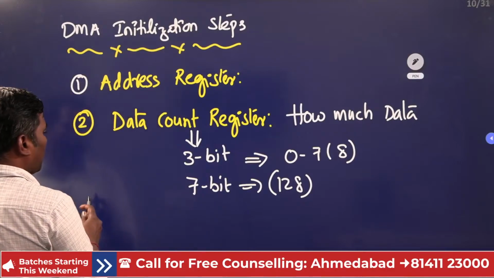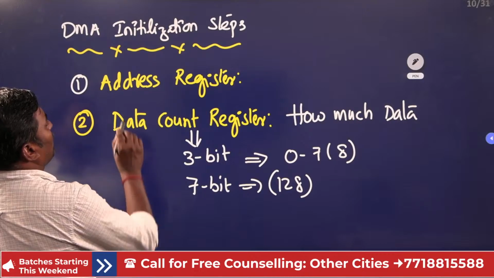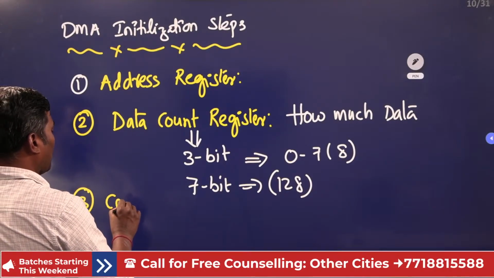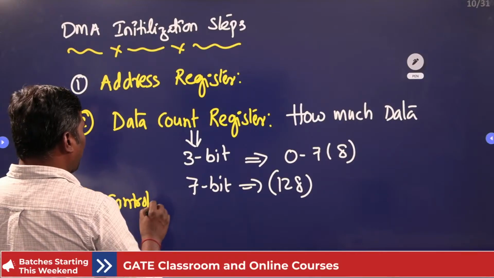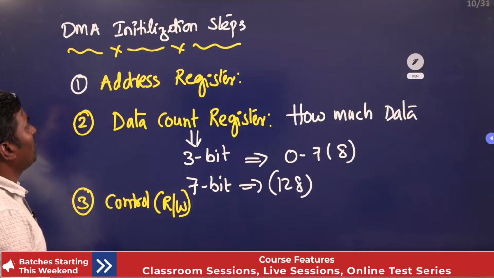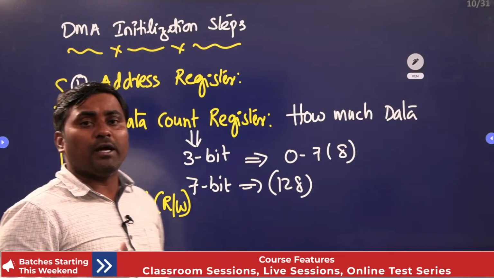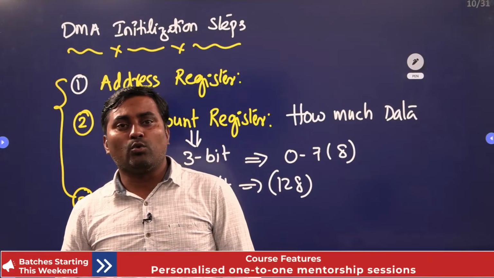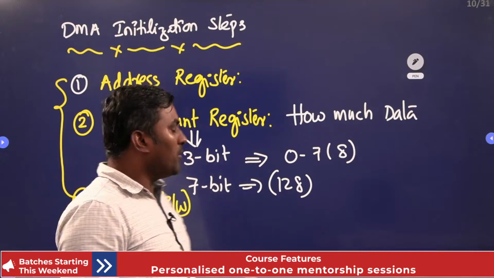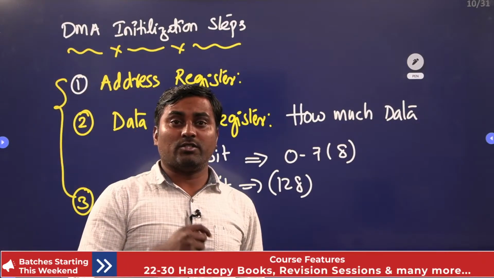Step number 3, observe. The first address is given, the data count is given, and then the control. What is control? The control signal or command says whether a read operation or a write operation needs to be carried out. These are the basic information given by the processor to the DMA controller, so that the DMA can initiate the IO transfer based on these. I hope this point is clear.